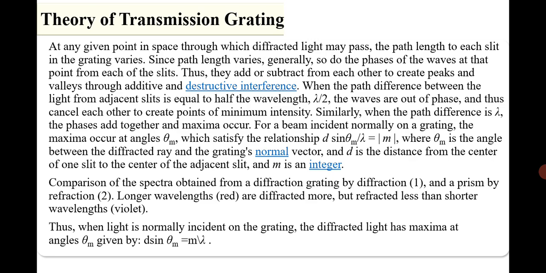Longer wavelengths are diffracted more but refracted less than shorter wavelengths. Thus, when the light is normally incident on the grating, the diffracted light has maxima at angles theta m given by d sine theta m equals m lambda.